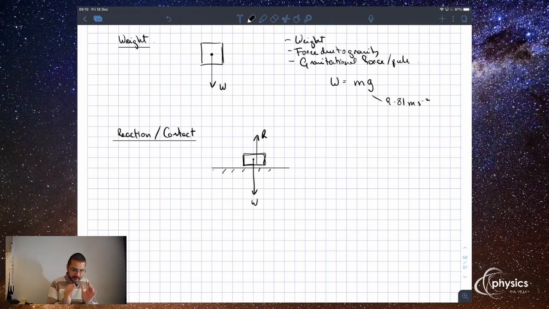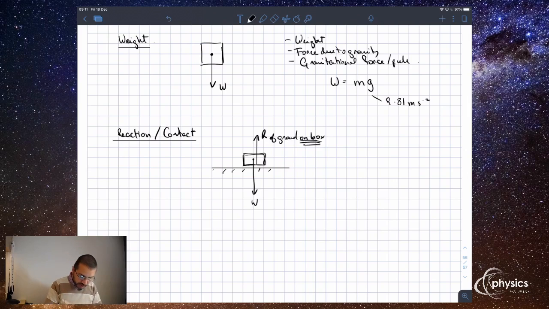If I'm concentrating on the box, if I'm drawing the forces on the box, the reaction should always act on the box. Alright? So the box is pushing the ground. This is the reaction of the ground on the box. So the reaction force is acting on the box, will affect the box.